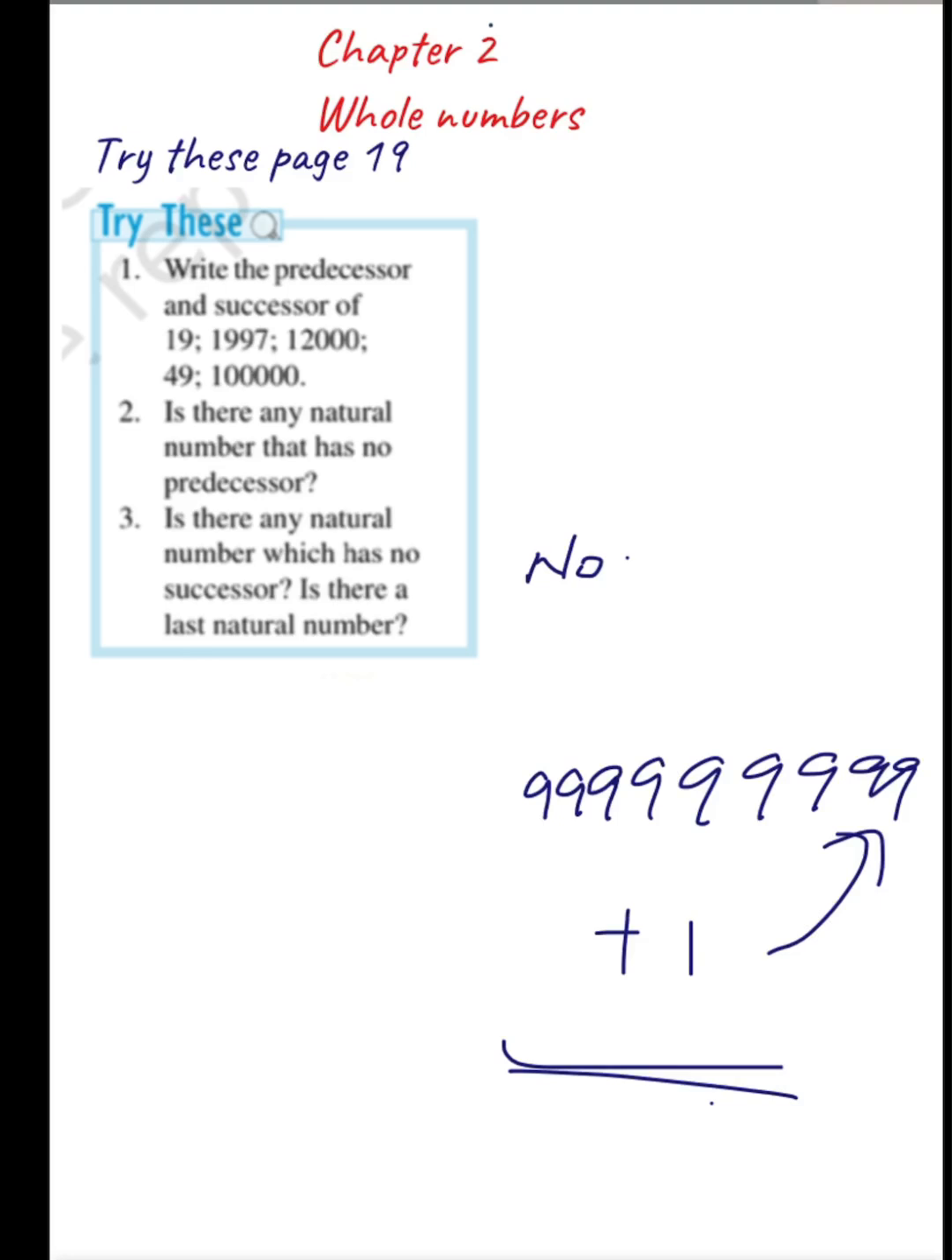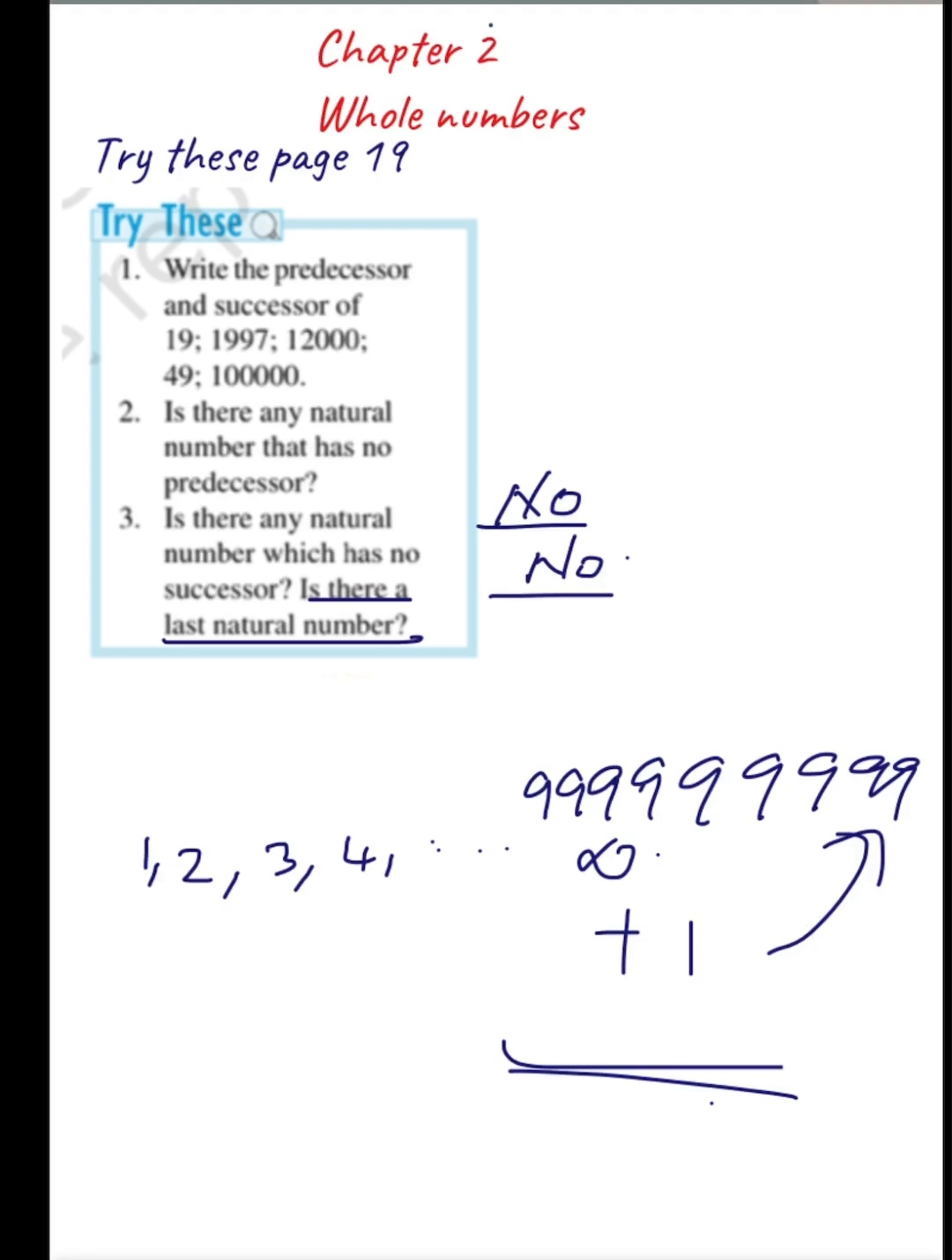Now, is there a last natural number? Can you say that a particular number is the last natural number? You cannot see any natural number which is the last natural number. There is no such number. We usually say it like this: 1 2 3 4 5 6, then the last number we denote as infinity. But actually there is no such last number. You cannot say that a particular number is the last number. So there is no last natural number, and the answer for both questions is no.